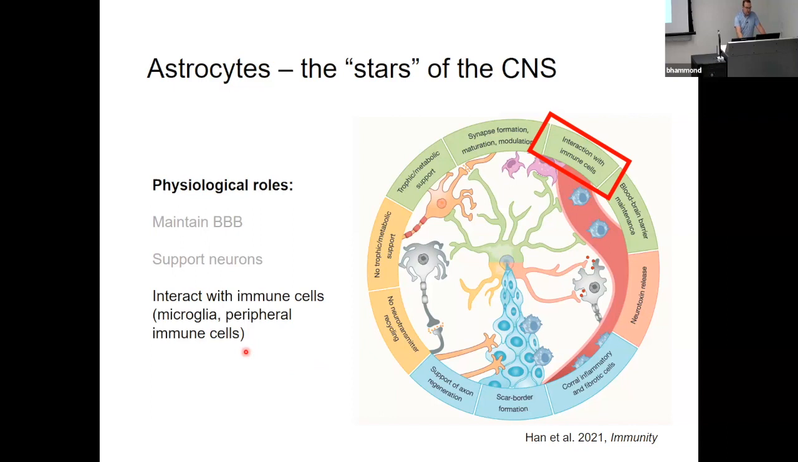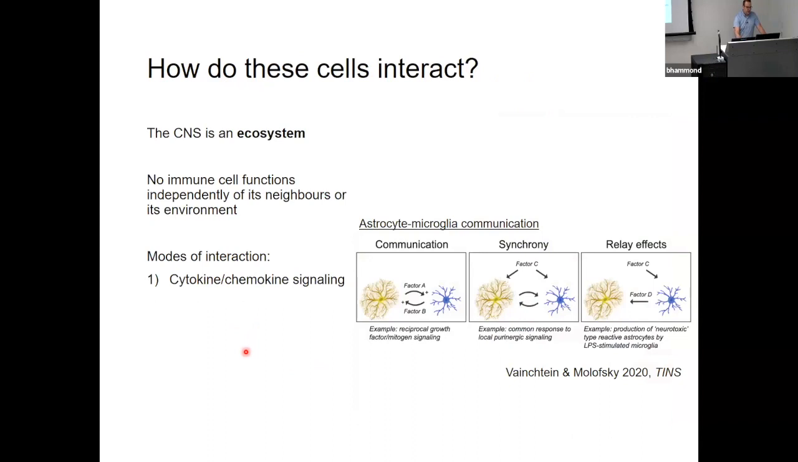So when we consider microglia and astrocytes and the CNS as a whole, I like to think of it as an ecosystem where no immune cell in the CNS functions independently of its neighbors or its environment. Whether its neighbors be the same cell lineage, so microglia interaction, astrocyte interaction, that certainly occurs, but also in terms of intercellular lineage interaction, so microglia on astrocyte, for example. One of the predominant ways that this occurs is through cytokine and chemokine signaling.